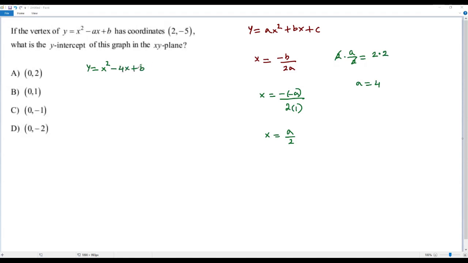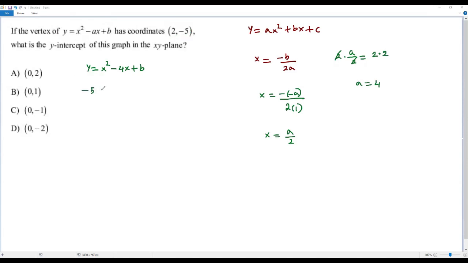Here there is only one unknown constant b. Now to get the value of this constant b, we need a point on the graph of this quadratic function. Actually, the vertex is also a point on the graph of the quadratic function. So we can plug this point into this equation. That is, we have to plug in the x-coordinate 2 for x, and the y-coordinate negative 5 for y. Now let me do it.